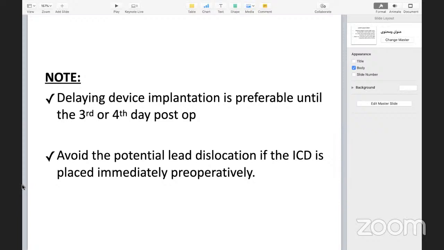So you delay the device implantation. It's preferable until the third or fourth day post-op, and you pay attention to lead dislocation if the ICD is placed immediately pre-op.